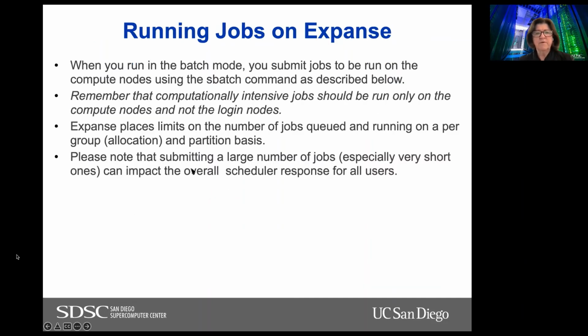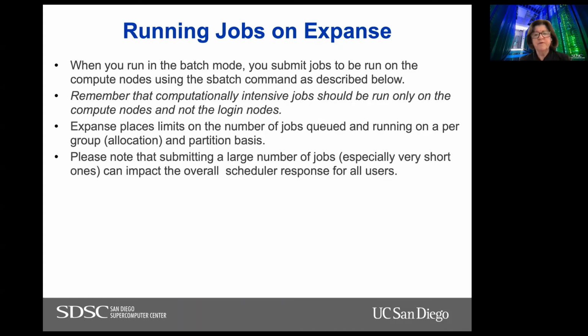Okay, so now we want to learn about running jobs on Expanse. You run jobs in batch mode typically. You submit a job to be run on this system. You let the Slurm scheduler find the nodes that you need, 100, 200, 1,000. And then you have the code ready to be launched, and Slurm will launch your code on all of your nodes. Computationally intensive jobs should be run only on the compute nodes.